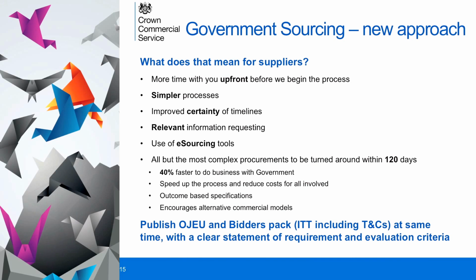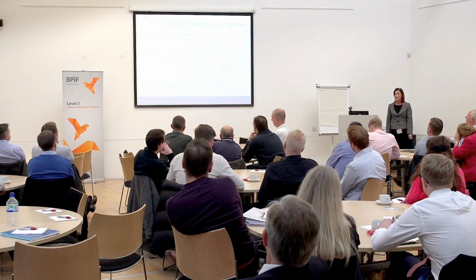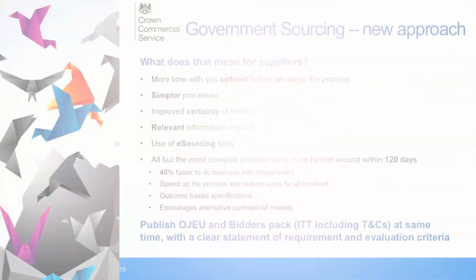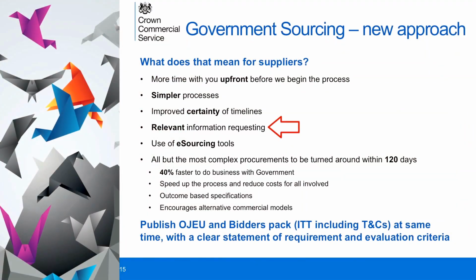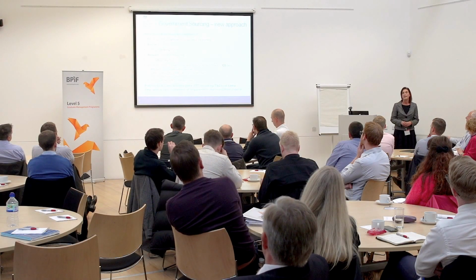So for suppliers then, I've already covered off more time with you up front, less desk-based, more talking to you. I'm going to say simpler processes. You may argue that that's not the case, but we're certainly in a period of continuous improvement trying to make them simpler. Certainty of timelines. Again, it's a big investment to ask you to bid for the work, so we need to give you proper timelines that you can work to. You can make sure you've got the resource there to enable you to put forward the best bid you possibly can. And relevant information, that's quite obvious, isn't it? But actually, we don't always give you the information that you need, and only by talking to you and asking you those questions can we put the proper information out there going forwards.